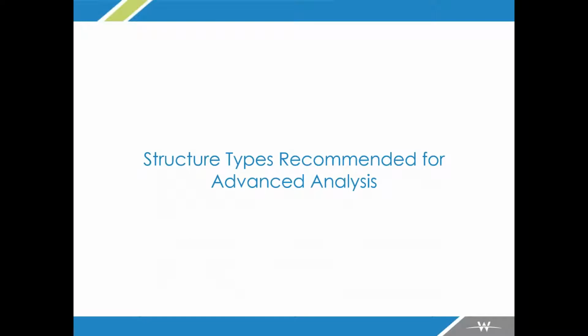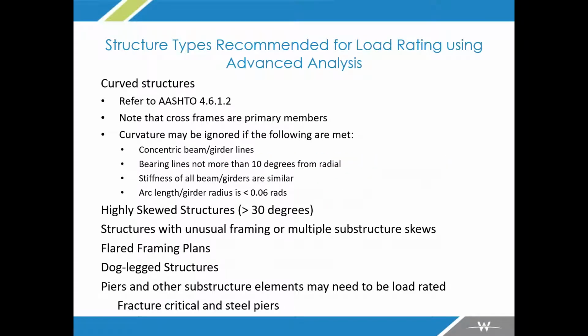So I'll get into structure types recommended for advanced analysis. Why do we do advanced analysis? Why not just do girder line? Curvature is certainly a big component of that. You've got lateral moments and lateral capacities and loads that you've got to deal with. Refer to the AASHTO 4.6.1.2. It gives you a pretty good description of when this is warranted.